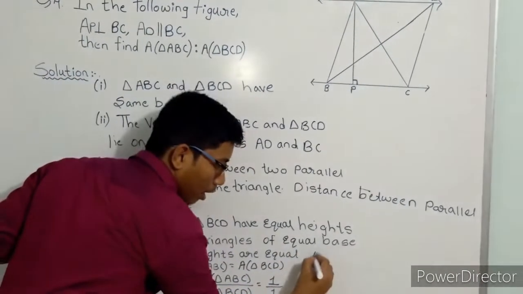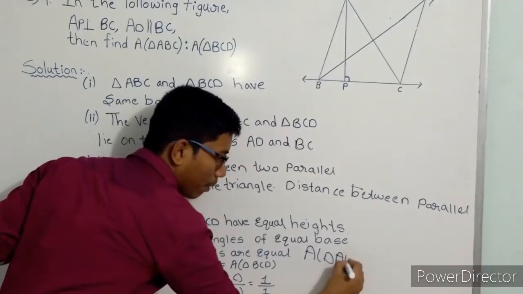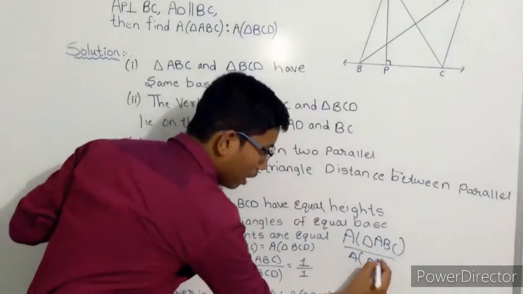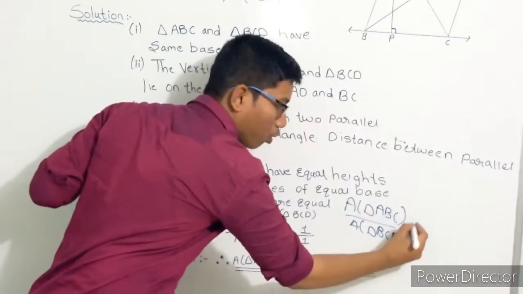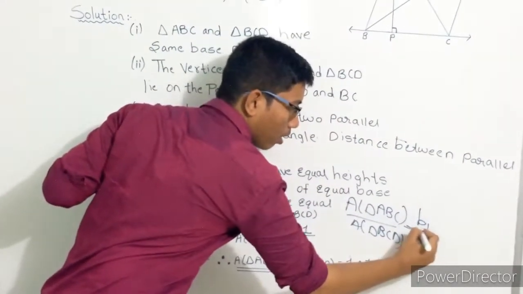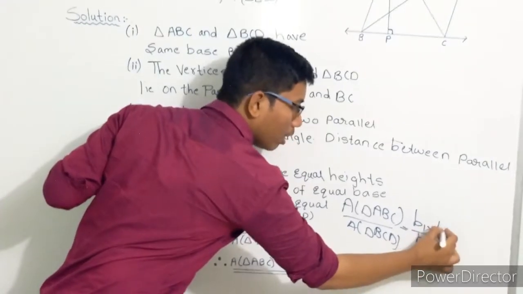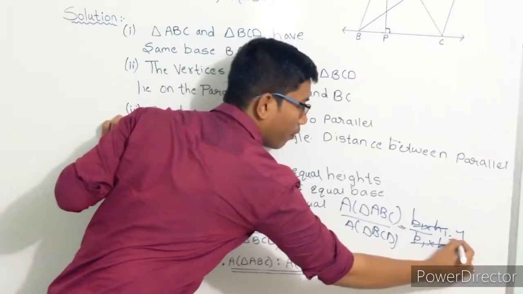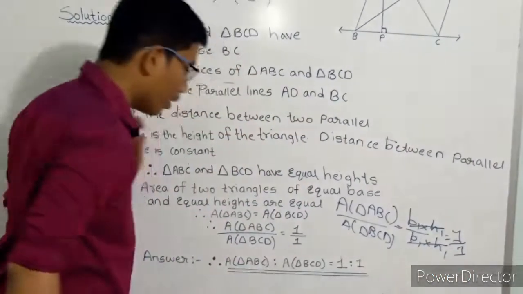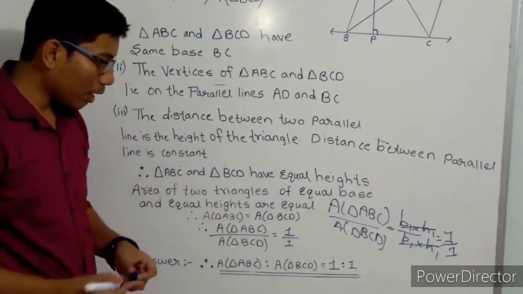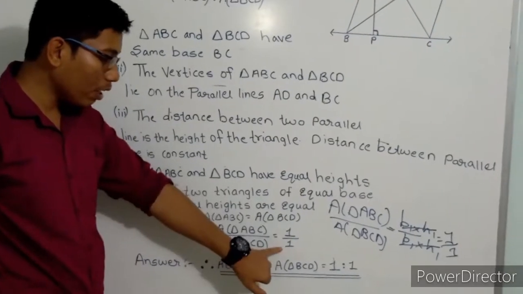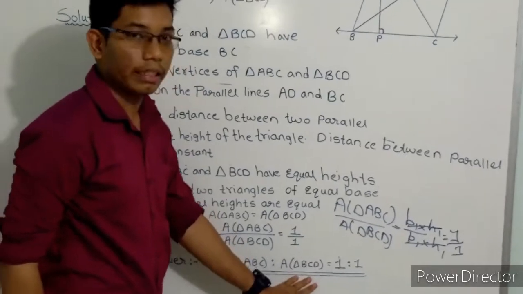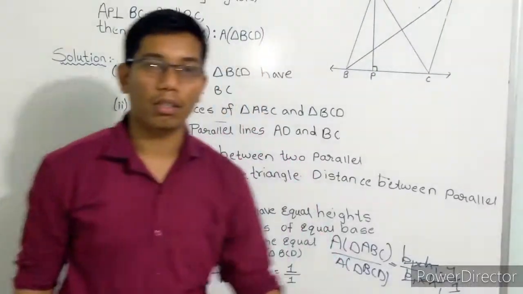That is, if we write area of triangle ABC upon area of triangle BCD, since both have equal base and equal height, everything cancels and we get 1 by 1. So if both triangles are equal in area, we get the ratio as 1 by 1. Therefore, area of triangle ABC is to area of triangle BCD is equal to 1 by 1.